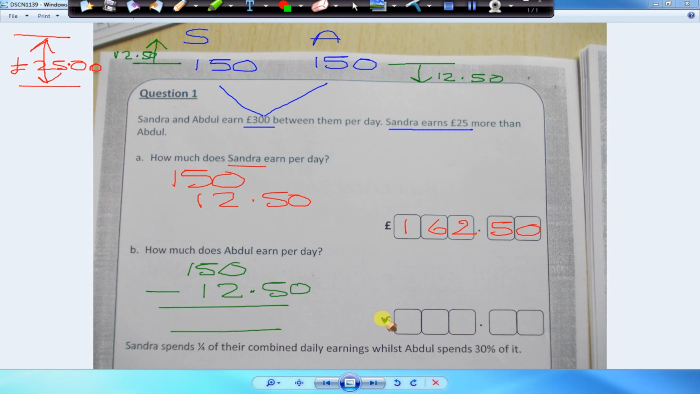Okay, well done, thank you, Harun. So Harun's given us an answer of £137.50, which he just worked out mentally. Excellent. £137.50. Right, let's move on to the next question.